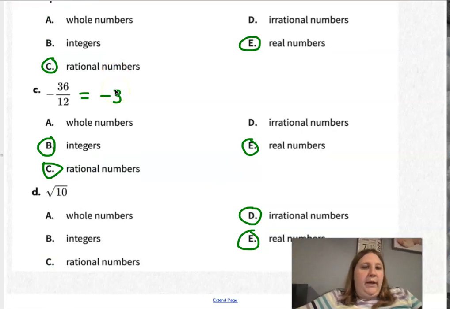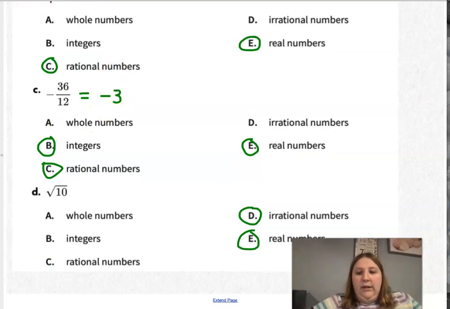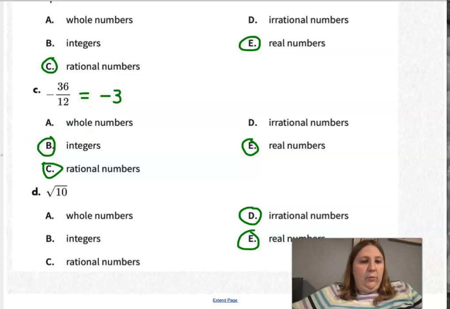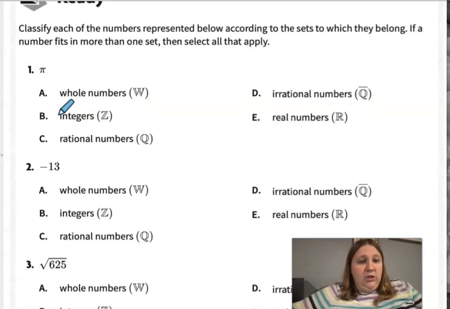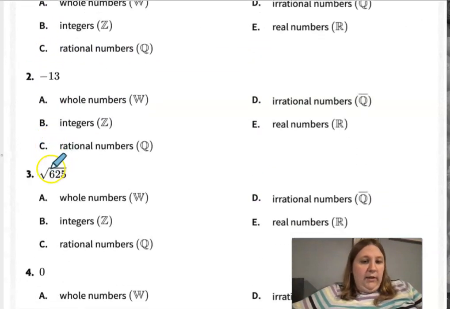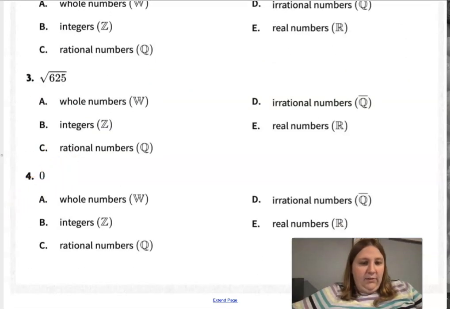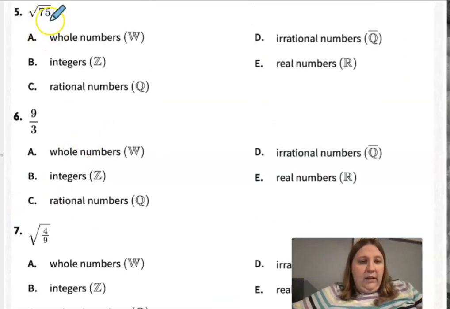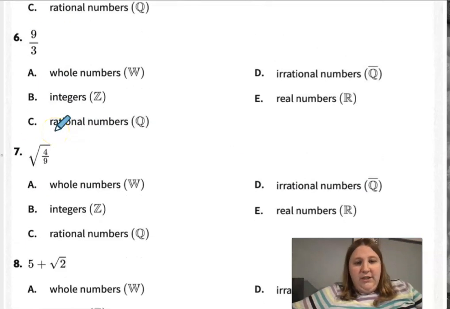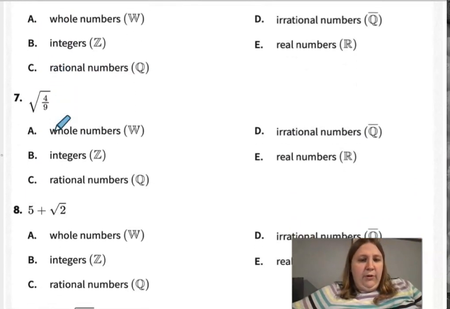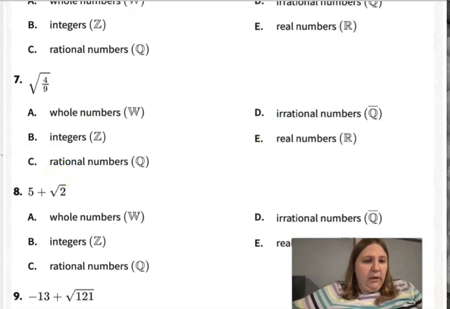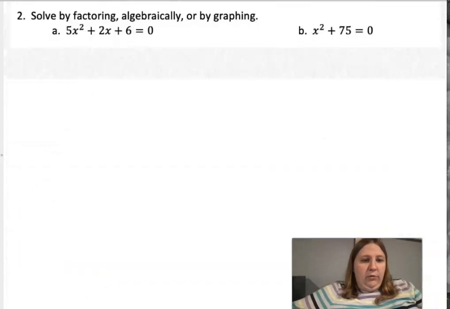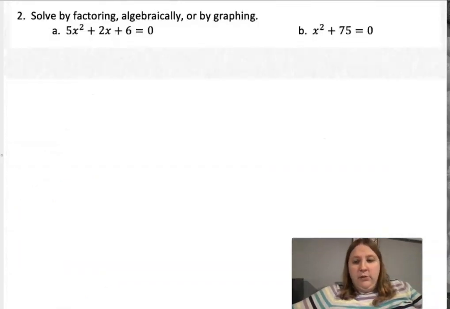All right, so that concludes what you'll need to work on the ready portion. Okay, so the ready looks just like this. You're looking at the number, classifying. So some of these you need to simplify first. Like the square root of 625, for example, is one you'll need to simplify. Some of the other square roots, fractions, see if they can be simplified at all before you decide what category they fall into.